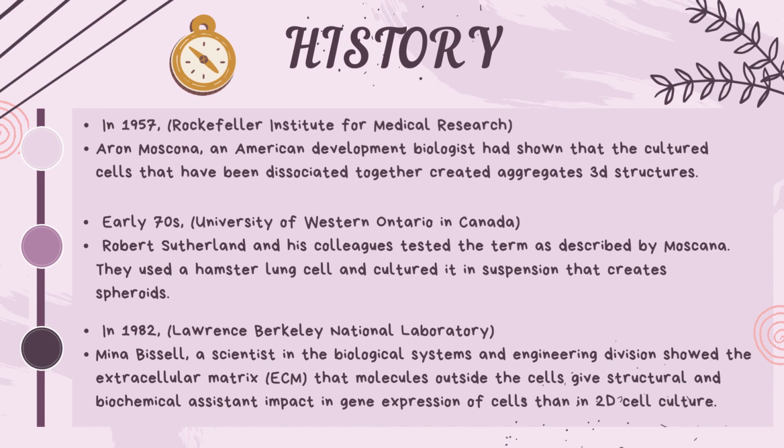Then the history. In 1957, Aaron Moscona, an American developmental biologist, had shown that cartilage cells that had been dissociated together create aggregate 3D structures. In the early 70s, Robert Sutherland and his colleagues tested the theory as described by Moscona. They used hamster lung cells and cultured them in suspension, which created spheroids.